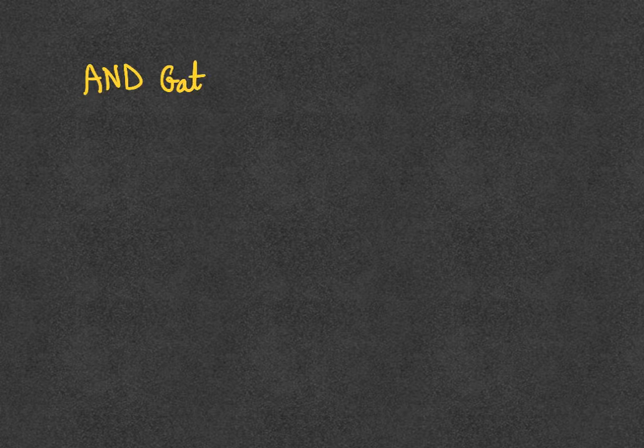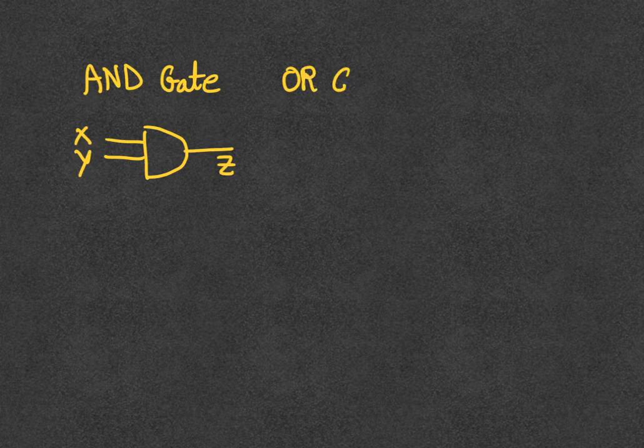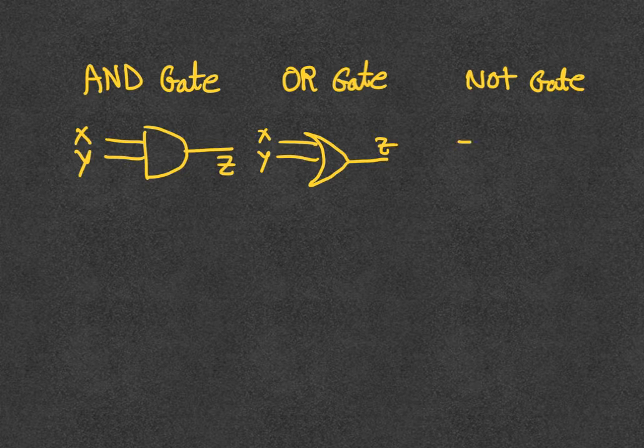If you want to show them by symbol, for the AND gate, you show it by a capital D. So you have X and Y as your inputs, and the output is Z. Then you have your OR gate. You show it by this symbol. And then you have the NOT gate, which you show by this symbol.